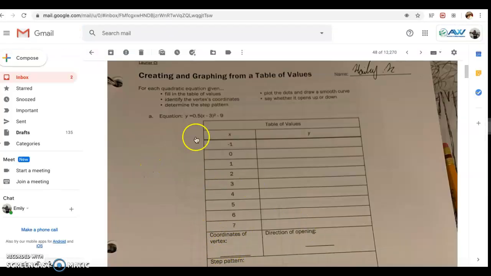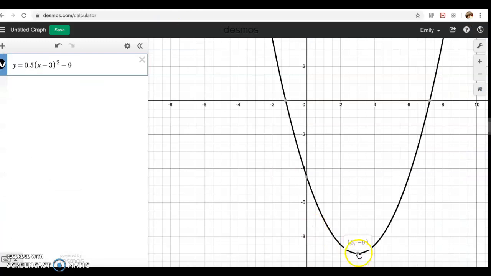So coordinates of the vertex, you can give that point, and you should write it the same way that Desmos does, x coordinate first, and then the y coordinate, and put brackets around it.